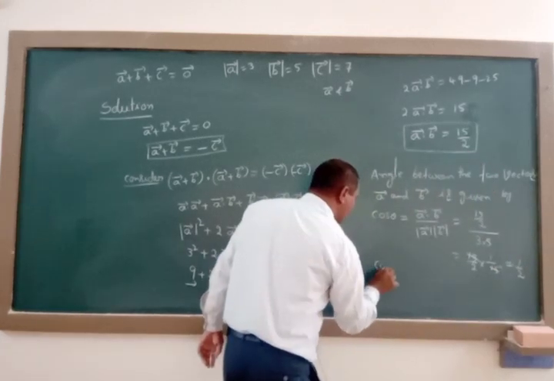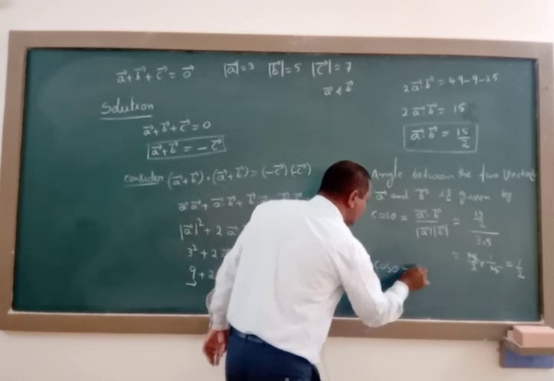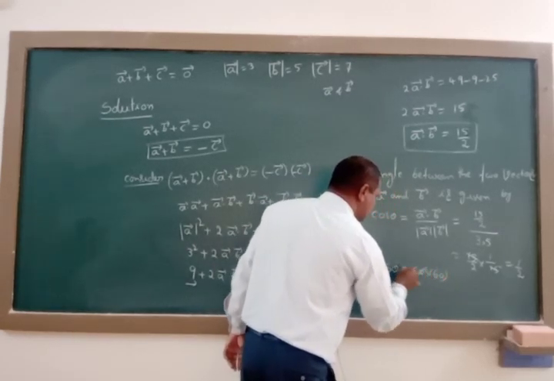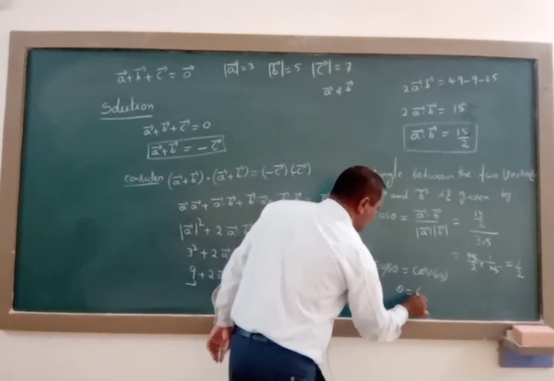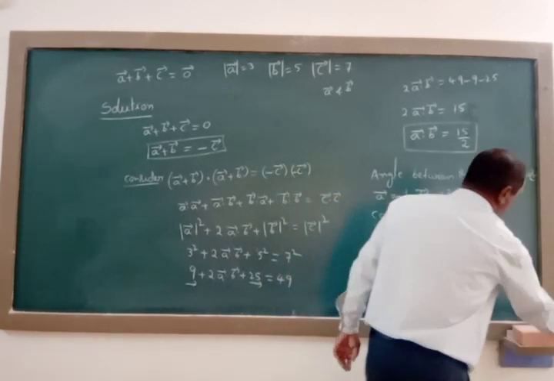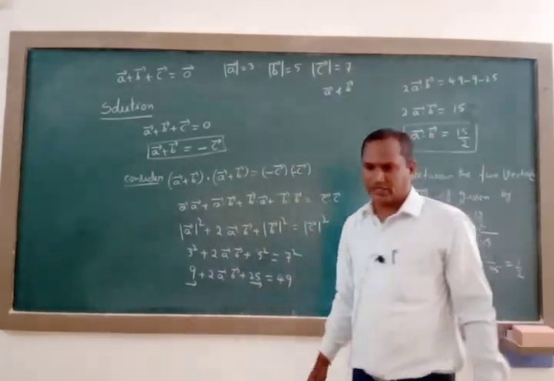1 by 2 is the value for which degree of cosine function here? Cos 60. Now cos gets cancelled, theta is equal to 60 degrees. Therefore, the angle between the two vectors a bar and b bar is 60 degrees.